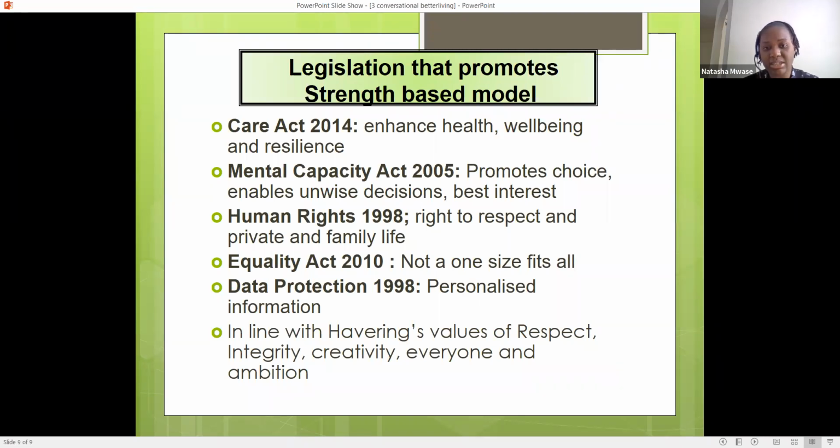The Human Rights Act, to respect the right to private and family life. The Equality Act, we also ensure that one size of a service does not fit everyone, and that again includes being person-centered in our approach. The Data Protection Act, we also ensure that your information is personalized and it is kept safe and not shared with people that it's not supposed to be shared with. And all this is also in line with our Havering values of respect, integrity, creativity, everyone, and ambition.